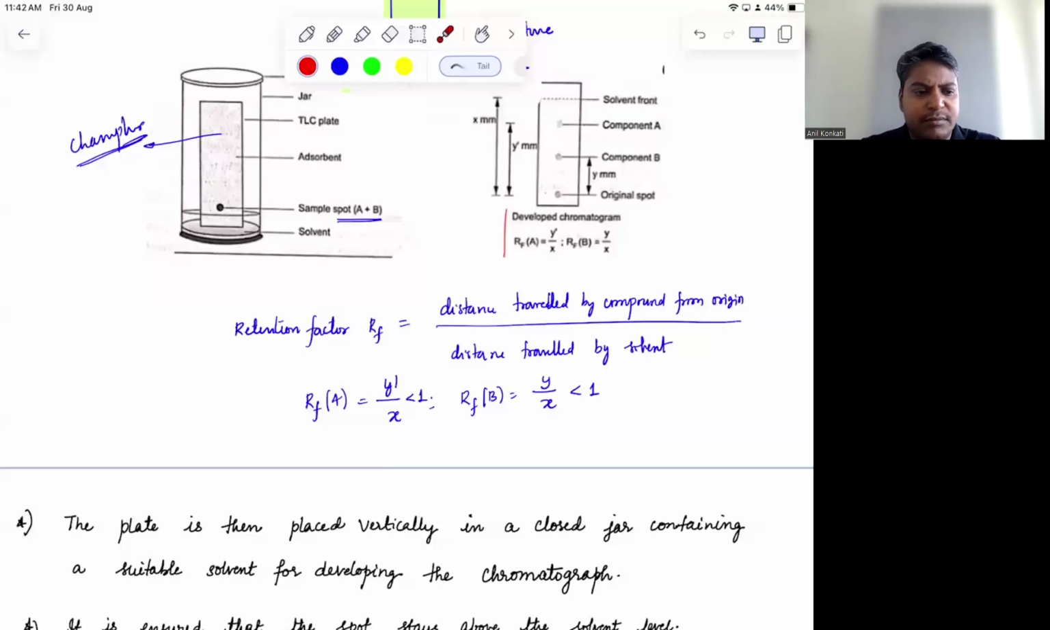Clear on that? Clear? Right. One second.